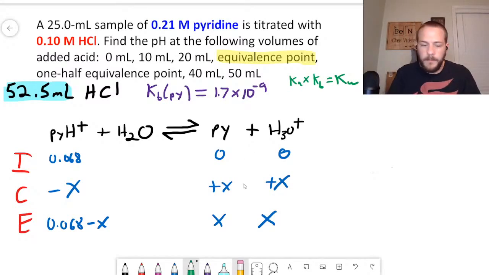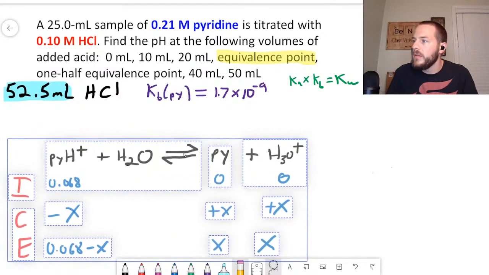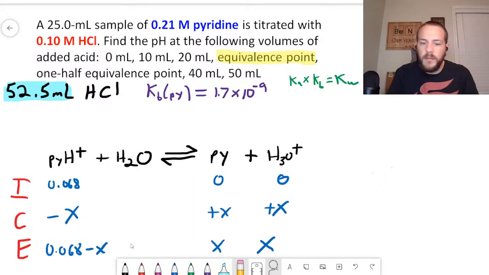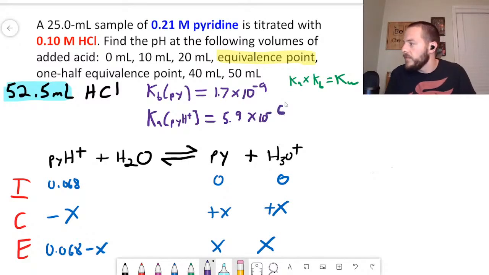So Ka, let's see. Trying to figure out where I can move this stuff. So how about we take a nice table and move it down here. Okay, now I'm going to grab my purple pen. Ka of PyH plus. And again, I'm calculating this by dividing Kw by our given Kb, right? So it's 5.9 times 10 to the minus 6. Demin just answered it for me too. Thank you, man, for keeping me in check.